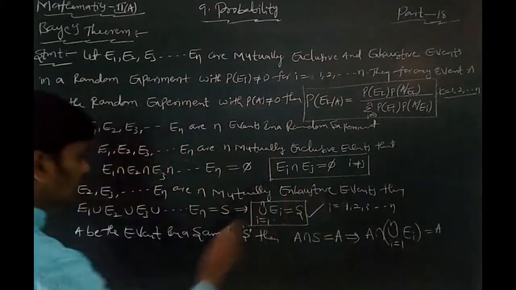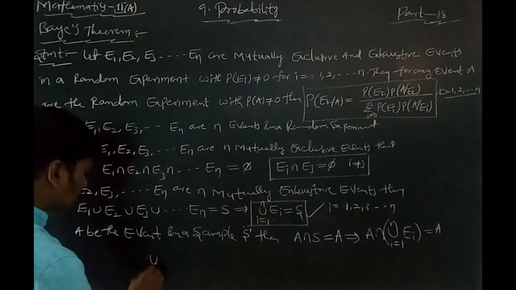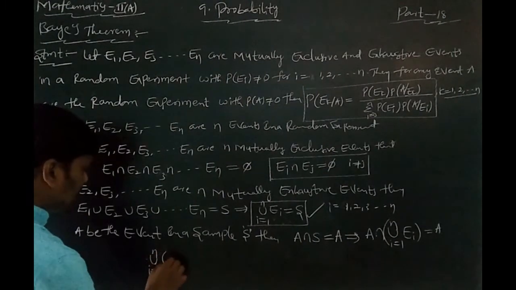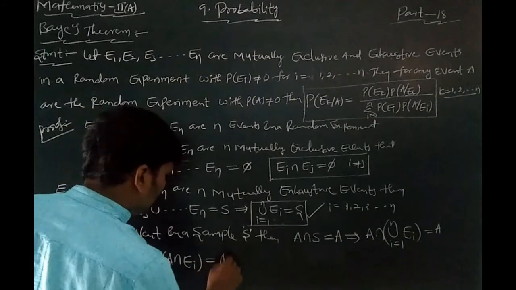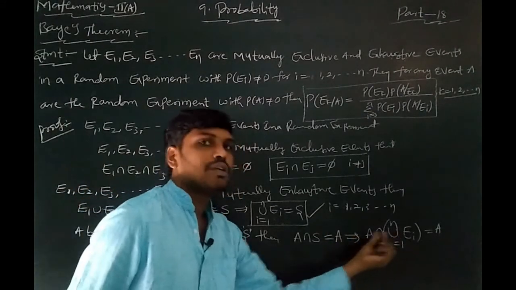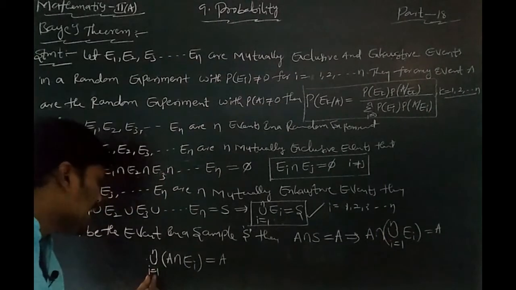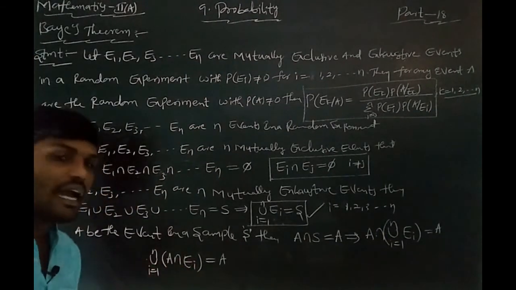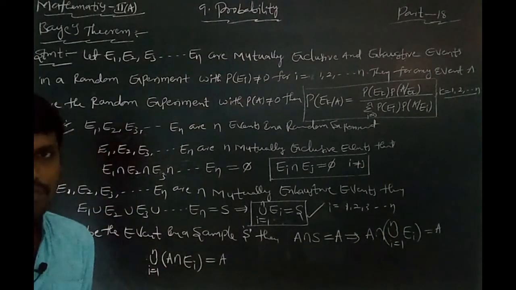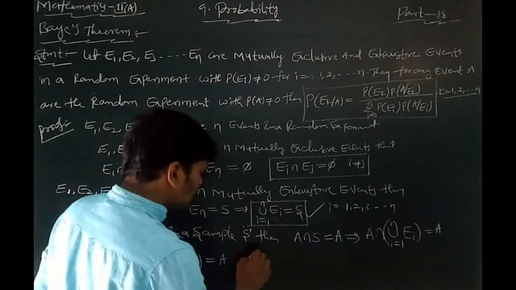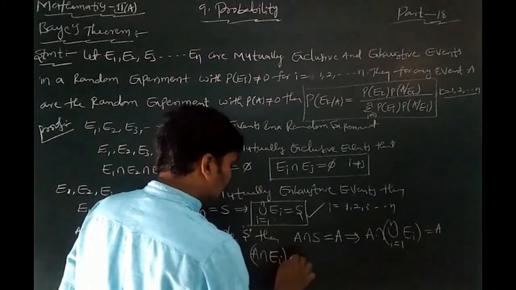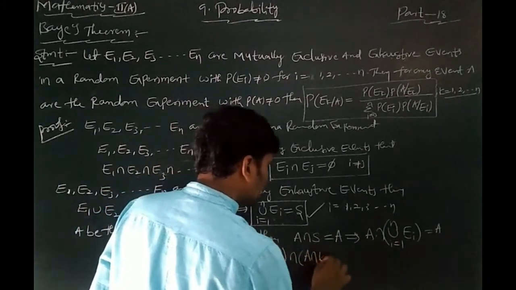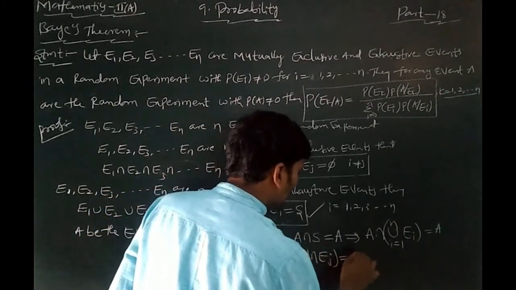After that, you can write the union for i equal to 1 to n of A intersection E_i is equal to A. Here you can write the union: union i equal to 1 to n, A intersection E_i is equal to A. Okay, students. After that, A intersection E_i intersection A intersection E_j is equal to phi.